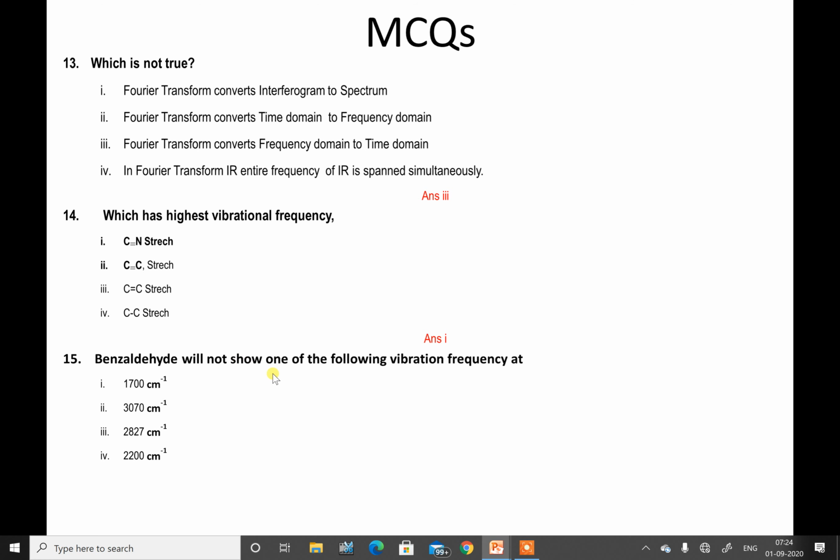Benzaldehyde will not show one of the following vibrational frequencies. Benzaldehyde will show carbonyl. Because it has a benzene ring, it will show aromatic CH. It will also have the aldehyde CH. However, 2200 will not be seen.